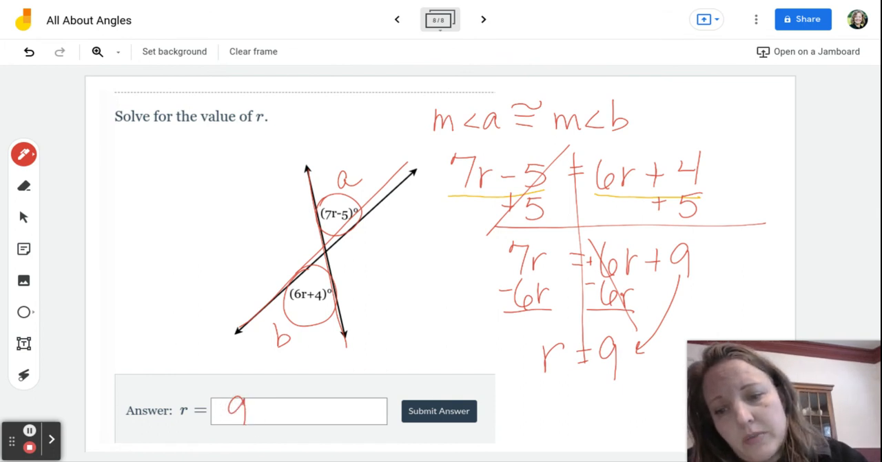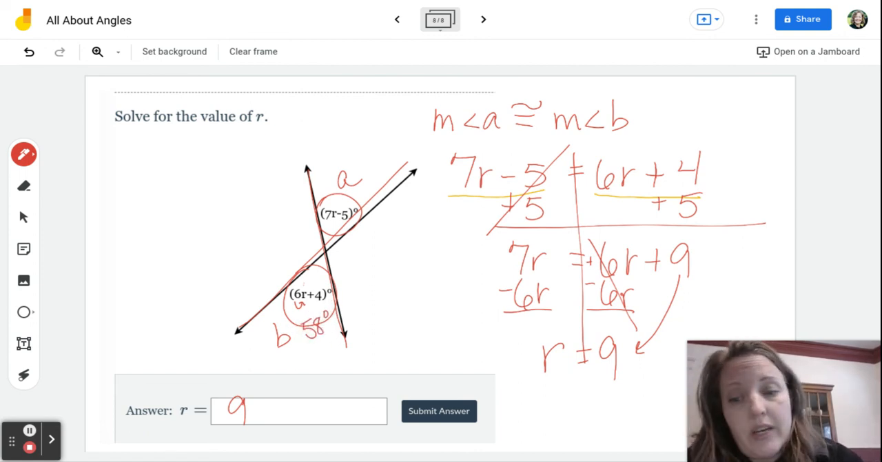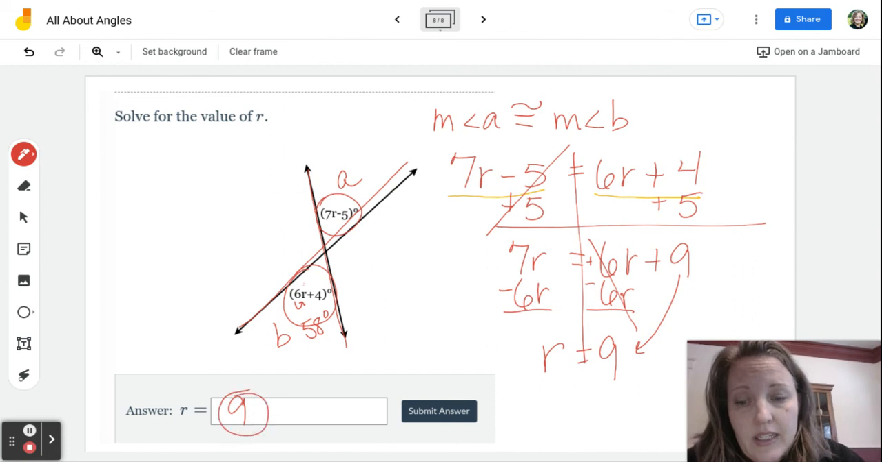Let's substitute a 9 into this angle right here. So 6 times 9 is 54 plus 4. 54, 55, 56, 57, 58. So we're saying this is 58 degrees. Well, let's try. We're going to put that same 9 up in here for r.